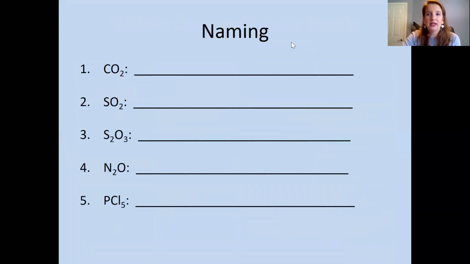All right, so let's practice writing some names. Okay, so CO2, first element doesn't get a prefix if it's just one. Second element always gets a prefix, so this would be carbon dioxide. SO2, same thing, but we're just going to change that first one to sulfur, so sulfur dioxide. S2O3, the first element does get a prefix if there's more than one, so disulfur trioxide.